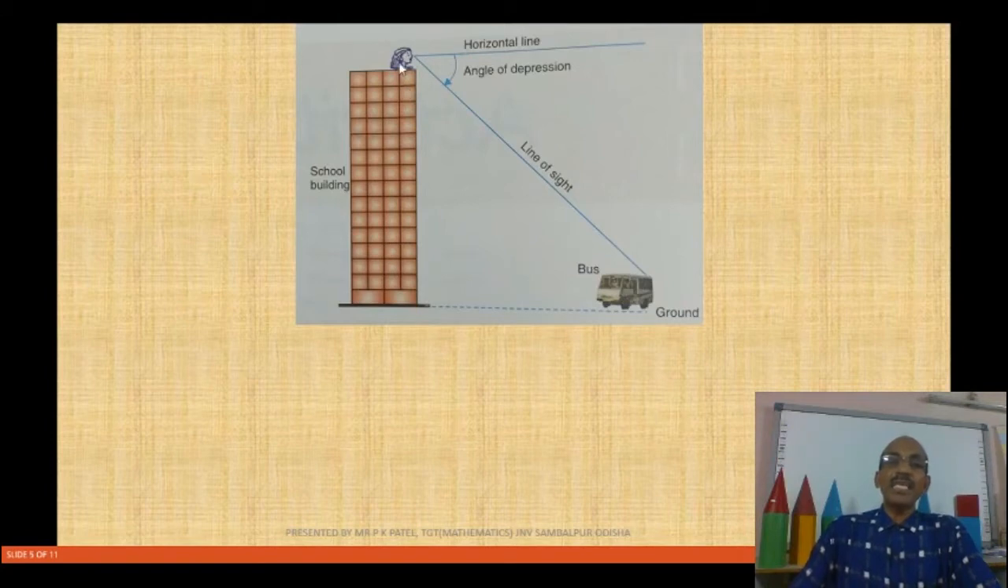The person is on the top of the school building and she is observing the bus which is on the ground. Then here this is the line of sight, the line joining the object and the eye of the observer, and the line which is parallel to the ground level is your horizontal line, and the angle between these two is your angle of depression. Angle of depression.